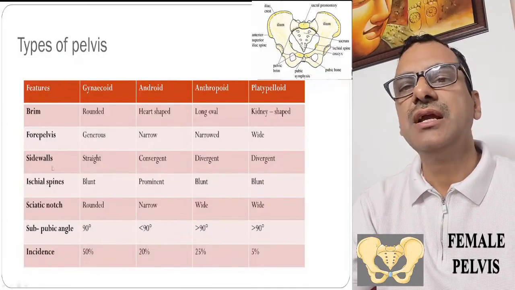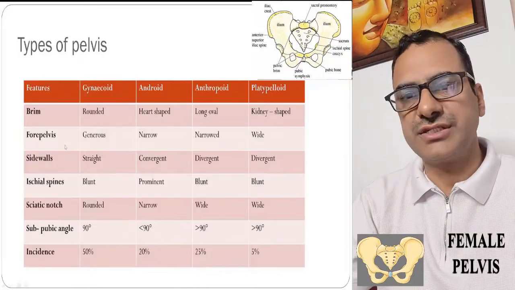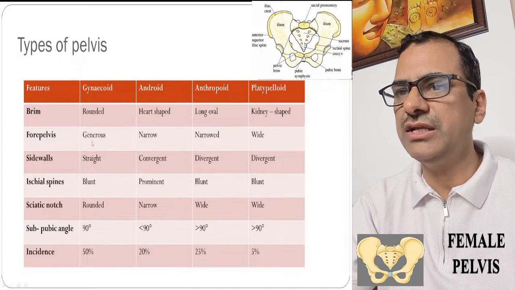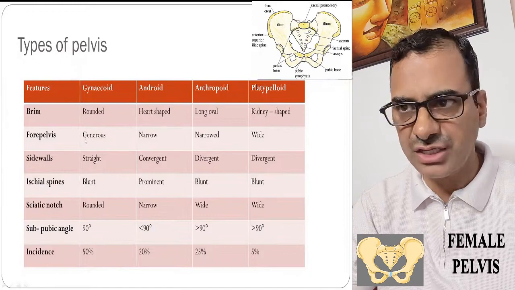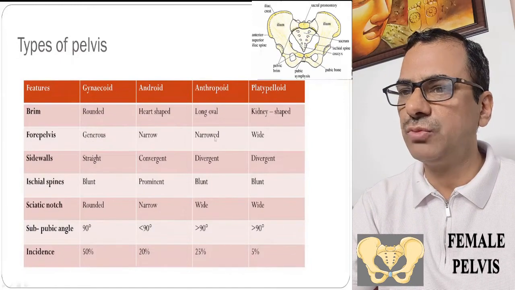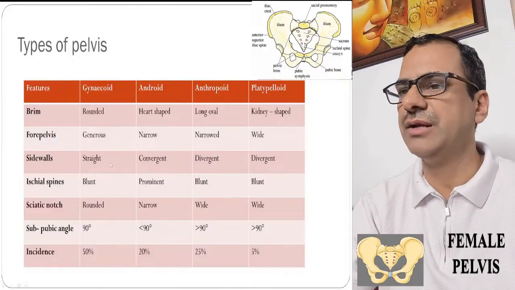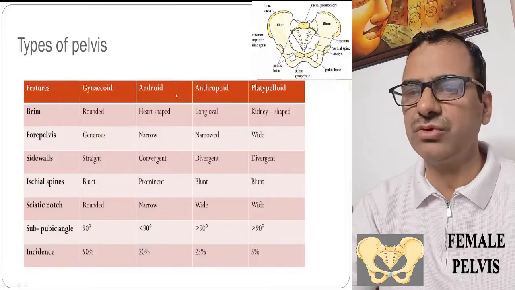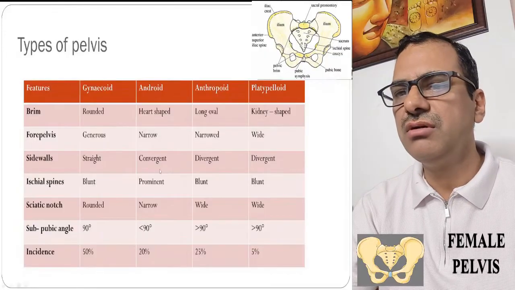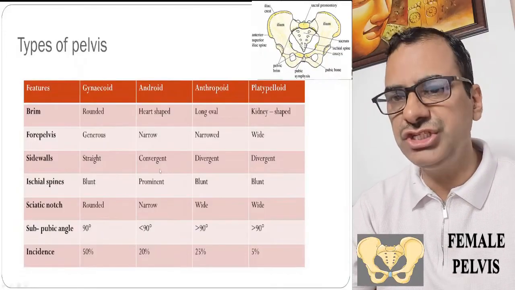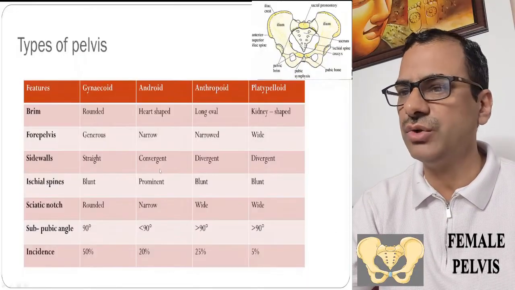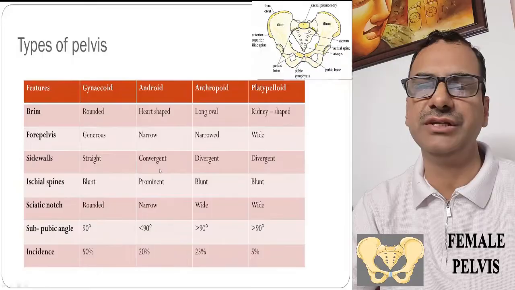When we see the features, in gynecoid the brim is rounded, while in android the brim will be heart-shaped, in anthropoid long oval, and in platypoid kidney-shaped. For the pelvis, just before starting, the initial part of the pelvis is generous in gynecoid, meaning good space. Here it will be narrow, and it will be wide.